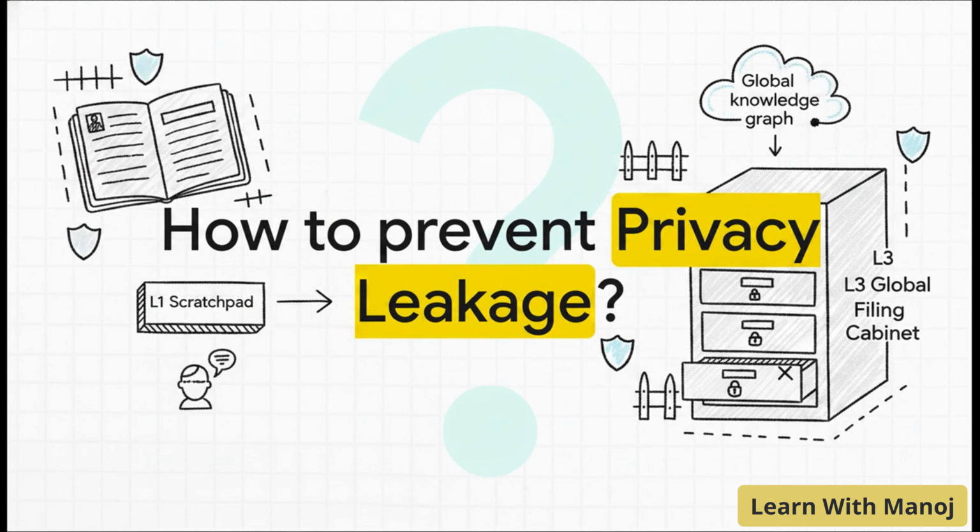Let's tackle one final, vital question. When we extract facts from a user's L1 scratchpad and store them in the L3 global filing cabinet, how do we prevent privacy leakage? How do we ensure that your sensitive data doesn't accidentally become part of the global knowledge graph for everyone else to see?